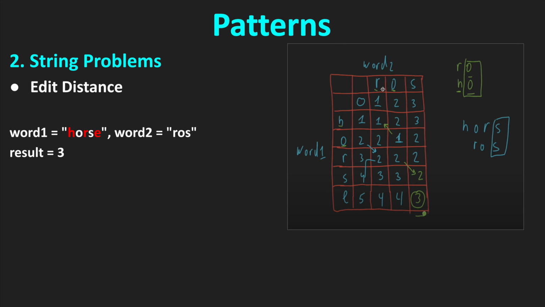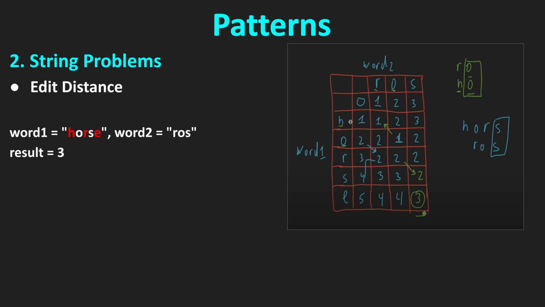Now we are starting to solve a subproblem, right? The first subproblem is we are comparing h and r, right? Is h equal to r? No, they are not equal. If they are not equal, we are taking one of these values from here, right? Whichever value is minimum. When both of them are empty, when we have r and the word 1 is empty and we have h and the word 2 is empty, the minimum here is 0, so 0 plus 1 gives us 1.